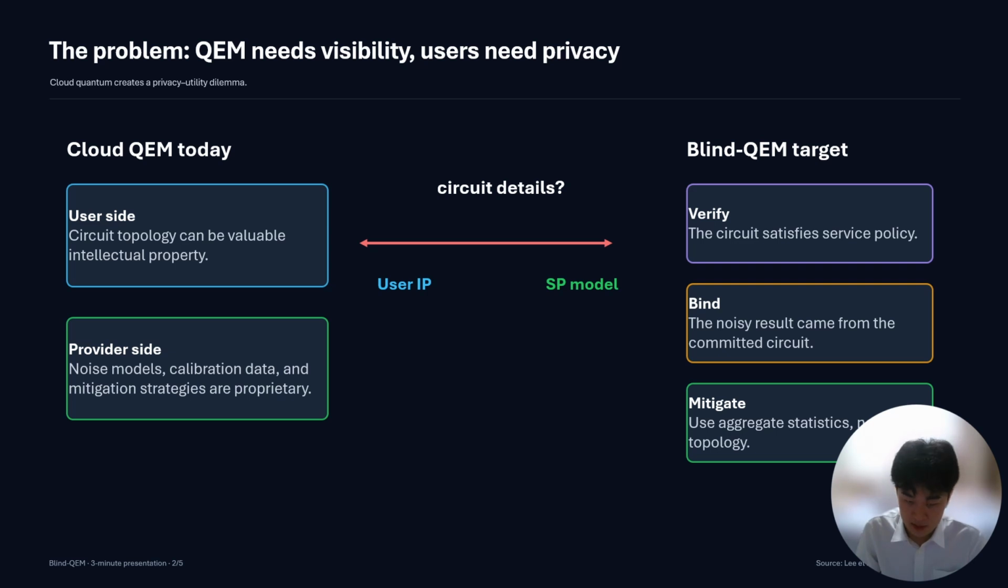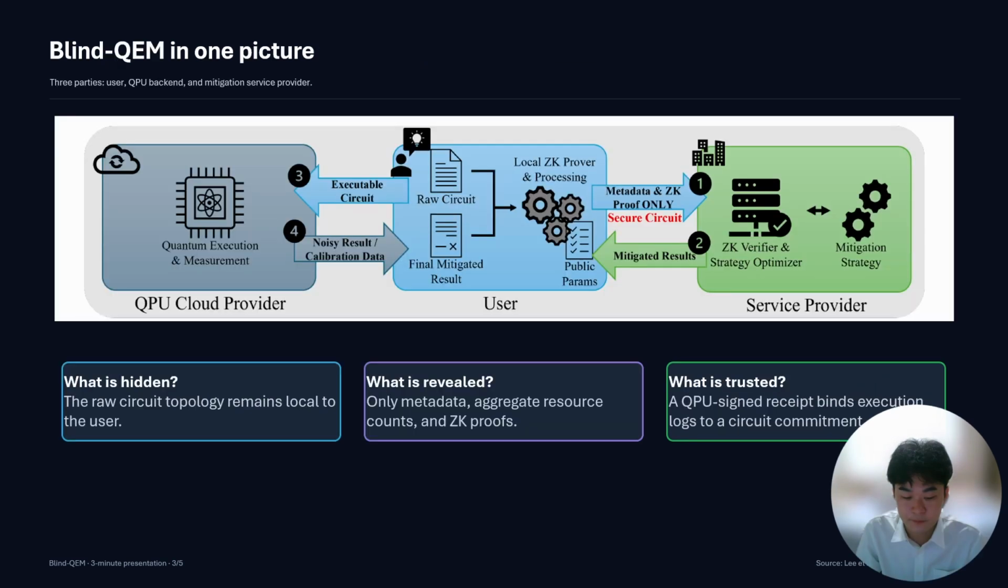Blind-QEM addresses this. The goal is not to hide the computation from the QPU. Instead, the goal is to let an external mitigation service verify that the request is valid, bind the result to the real QPU execution, and then perform a blind-compatible mitigation using only the aggregated information.